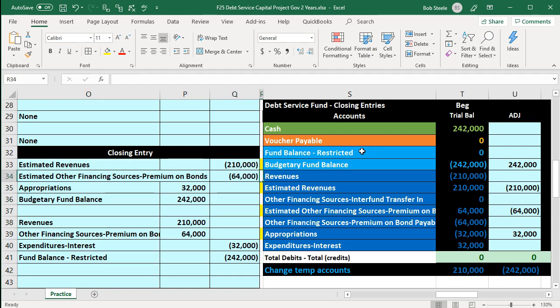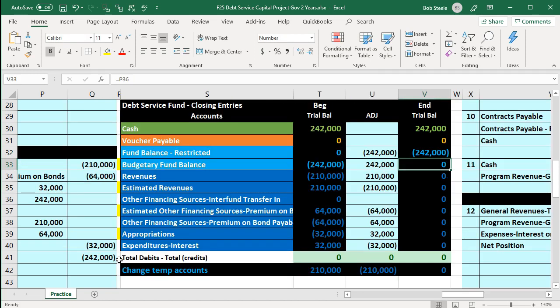So we're going to go to revenues up top. That's in U34 equals, we'll pick up that 210. Then we've got the other financing sources. So the other financing sources in U38 equals the 64,000. And then we've got the expenditures. Expenditures in U40 equals the 32,000. And then finally the fund balance is going to be up top in U32 equals, and we're going to pick up the 242. So there we have it.